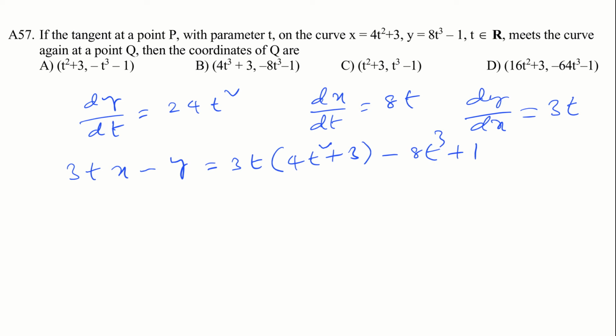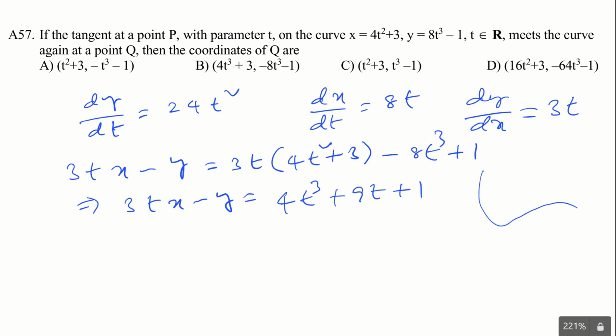I wrote the tangent at t. I want you to observe that after simplifying this I am getting 3tx minus y is equal to 12t cube, that is 4t cube, plus 9t plus 1. That is the tangent at t. Now look at the story. Suppose I have a curve here. The tangent at P is meeting the curve again at Q. You have to find Q only.